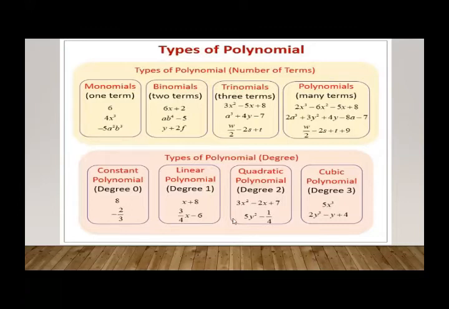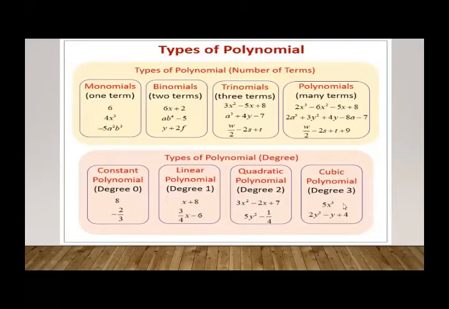The third one is quadratic polynomial. Quadratic means 2. It means its degree is 2. The highest exponent of the polynomial will be 2, like 3x square minus 2x plus 7, 5y square minus 1 upon 4.